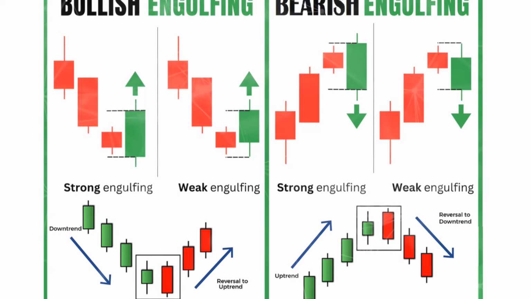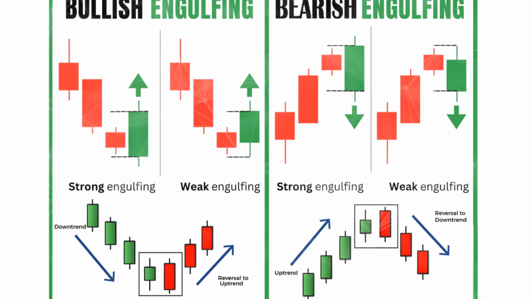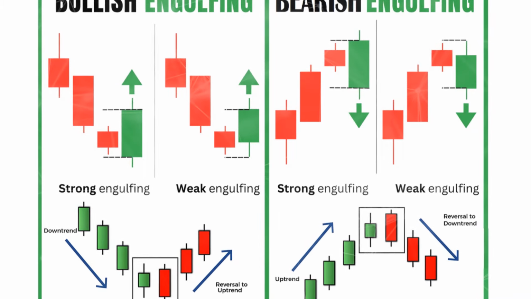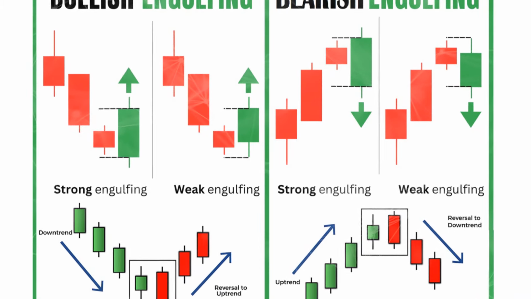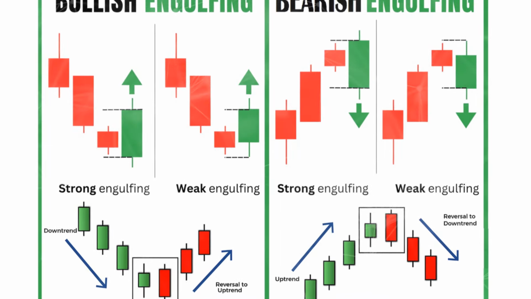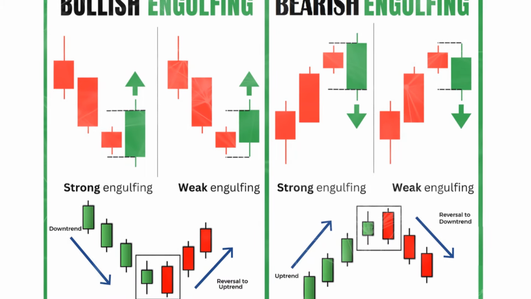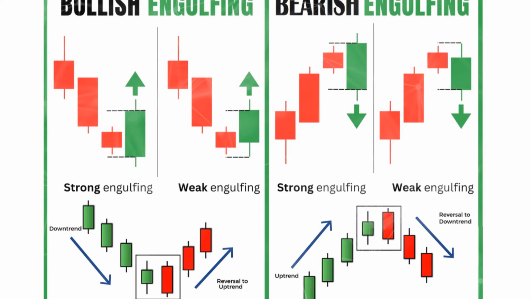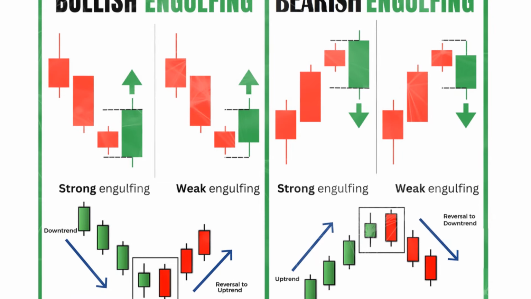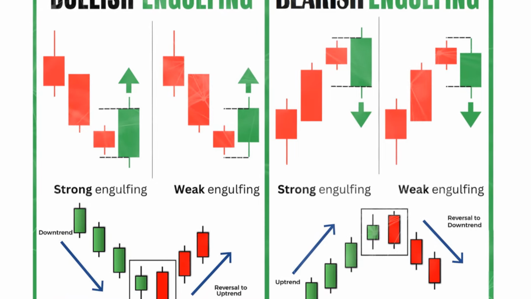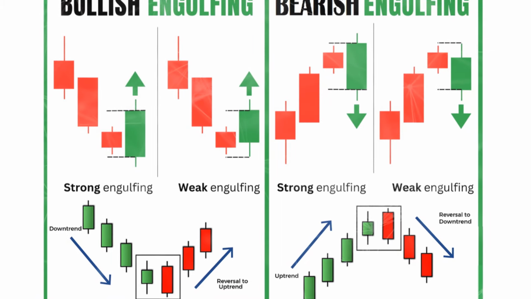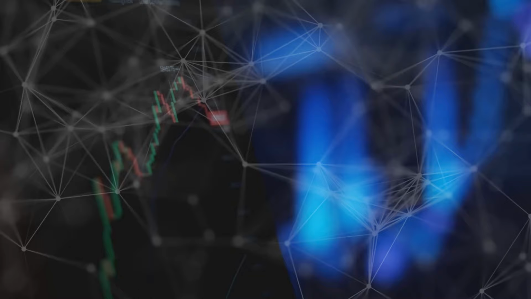Among the most widely recognized candlestick patterns are the bullish engulfing and bearish engulfing patterns. A bullish engulfing pattern suggests that buyers have stepped in forcefully, potentially signaling a shift from a downtrend to an uptrend. Conversely, a bearish engulfing pattern indicates that sellers have taken control, potentially marking a shift from an uptrend to a downtrend. To recognize a bearish engulfing pattern, look for a smaller green candlestick followed by a larger red candlestick that completely engulfs the green one. This pattern typically appears at the end of an uptrend, signaling a potential reversal as selling pressure increases.